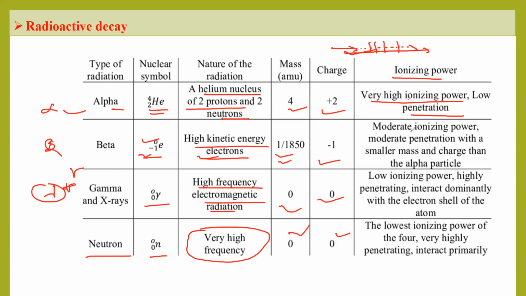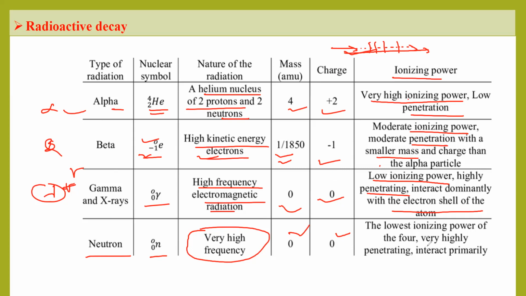Beta radiation has moderate ionizing power and moderate penetration power. It has a smaller mass and charge than alpha particles. So as compared to an alpha particle, a beta particle has low mass and low charge. Then gamma radiation also has a low ionization power but high penetrating power. It interacts dominantly with the electron shell of the atom, so it can easily interact with the electron shell of the atom.